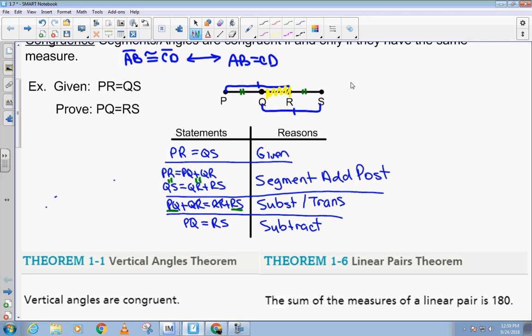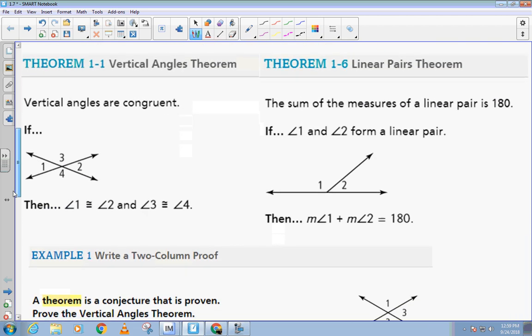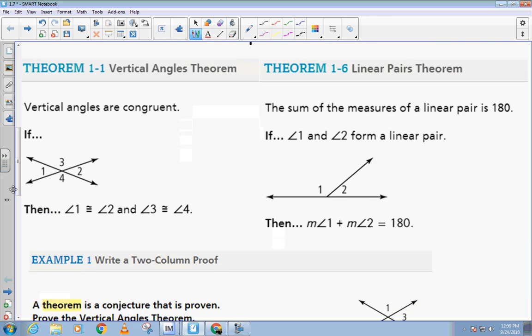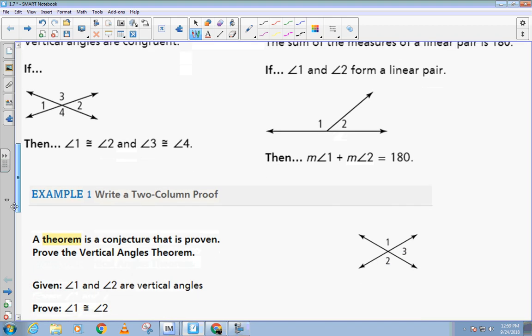Okay. Now, a couple of theorems that we've already talked about, we just didn't give them a name. The first one is the vertical angles theorem. And it says that vertical angles are congruent. We already knew that, right? Okay. But it is a theorem. And a theorem is a conjecture that is proven by some kind of proof. Okay? And so sometimes they give these theorems names, sometimes they don't. Alright? But this one is called the vertical angles theorem.